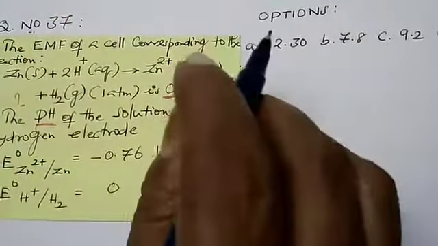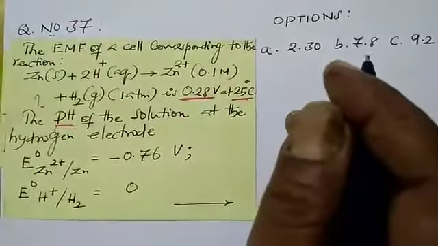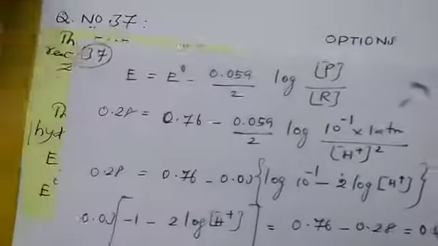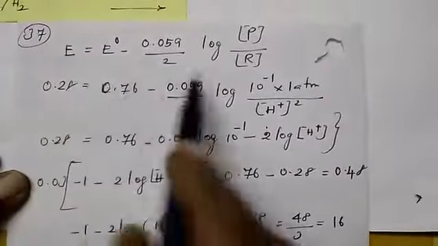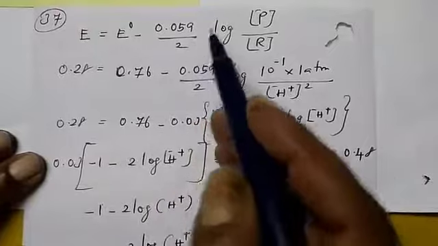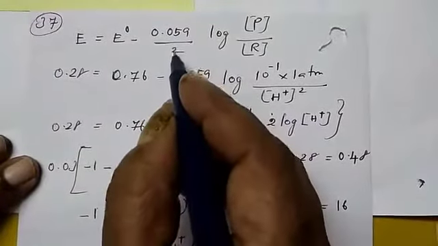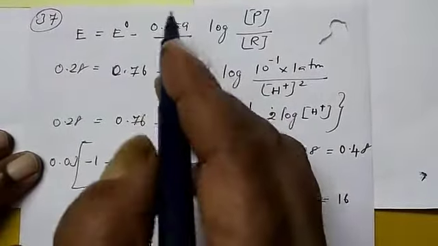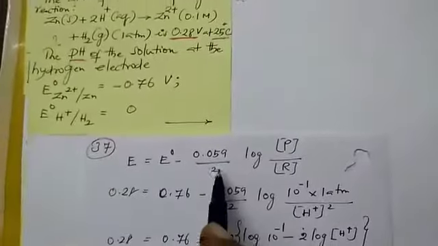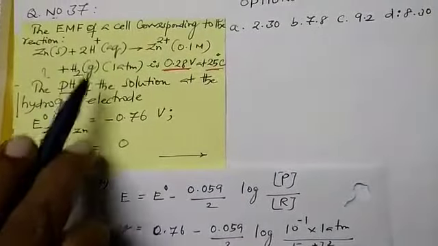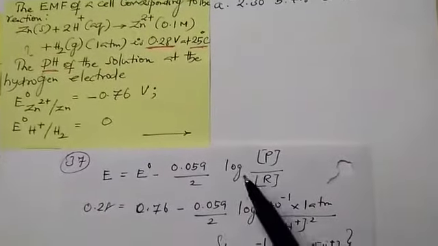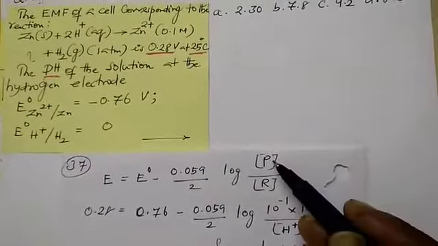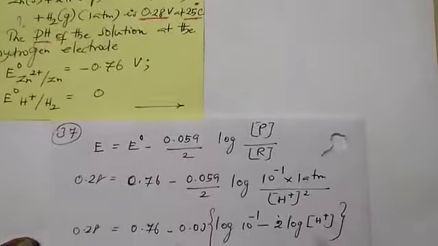So at 25 degrees centigrade, what formula do we have to use? We have to use the Nernst equation. E is equal to E naught minus 0.059 by 2 log Q. Here the 2 is the number of electrons involved in the reaction, because it is 2H plus. And Q is the concentration of product by reactant. Let us write the values.